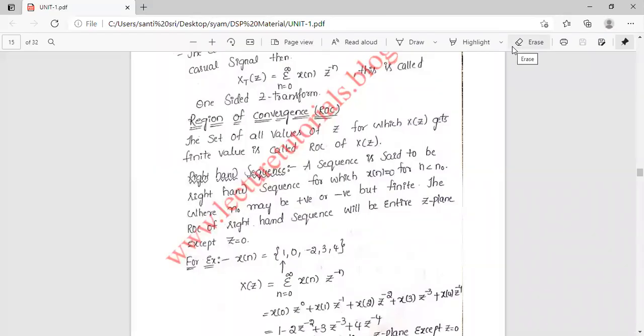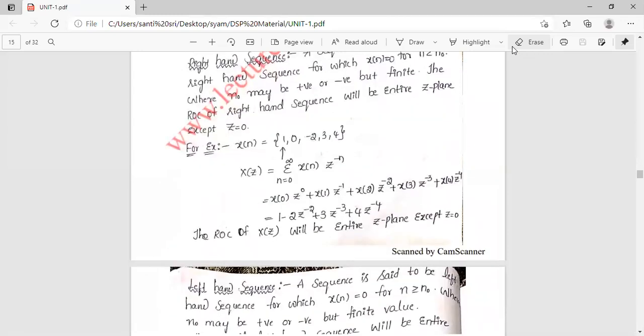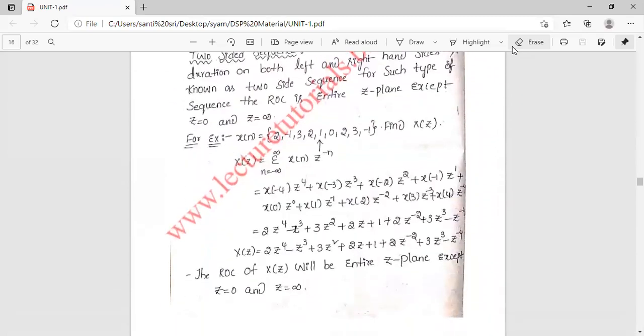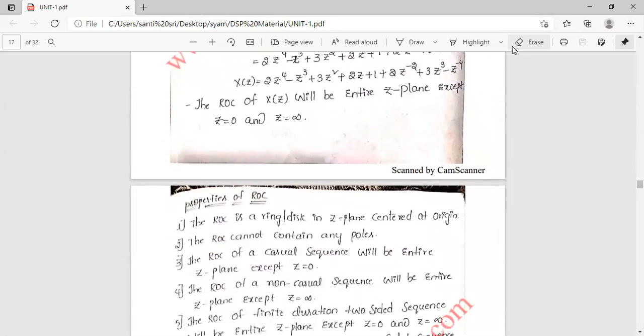Good morning, everyone. In the last class, we discussed what is a signal, what is a system, the types of signals, the types of systems, classification of signals, classification of systems, and convolution, convolution properties, and also the Z transforms: unilateral Z transform, bilateral Z transform, next region of convergence. Next, left side sequence, right hand sequence, two side sequence, like that. All these topics were covered in our last class.